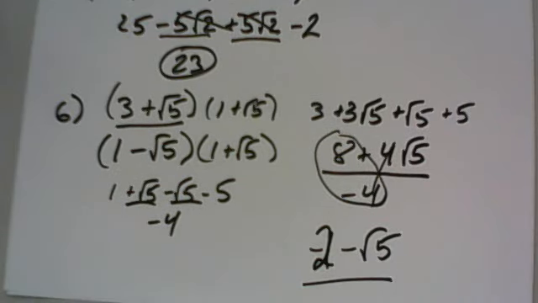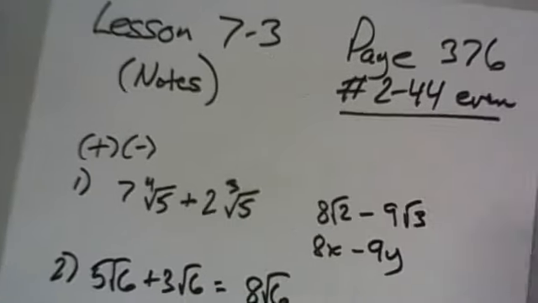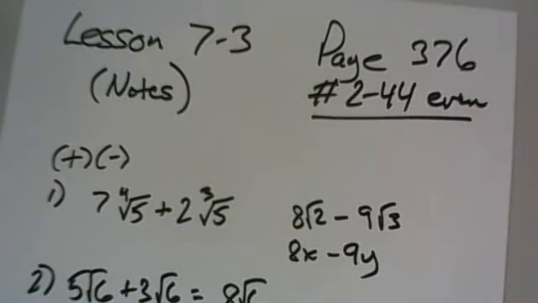Anyway, that is what we'll have there. That's what you're doing on your homework assignment. And again, homework assignment is on page 376, numbers 2 through 44. Sometimes you're adding, subtracting radicals. Sometimes you're multiplying binomials. And sometimes you're just rationalizing the denominator.